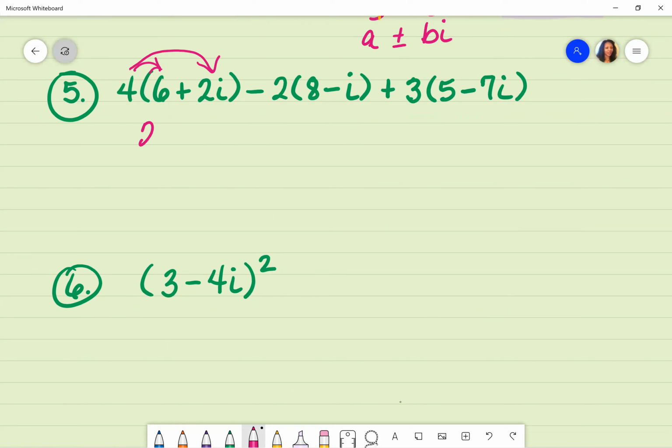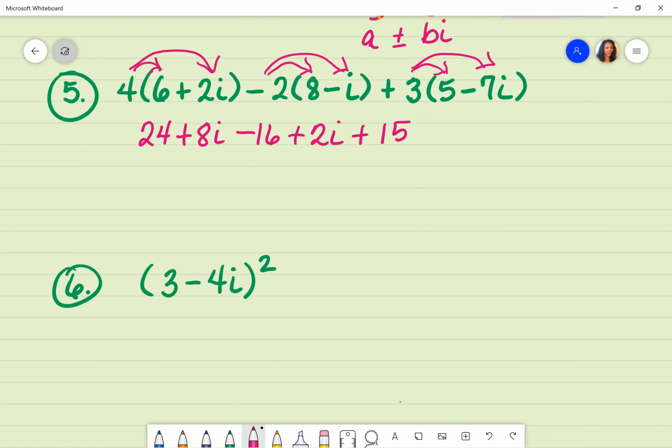So I end up with 24 plus 8i, and then I do the same thing here. Negative 16 plus 2i, same thing here, distribute, paying attention to the signs, plus 15 minus 21i. Now I want to look at everything that is the same. So I'm looking at my real parts. So I have a 24, a negative 16, positive 15.